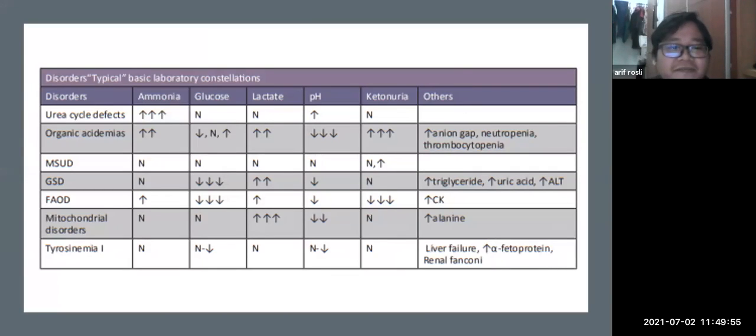Okay, this is the finding for certain diagnoses such as urea cycle defects, where they will have high ammonia, normal glucose, and others. You can see this later.